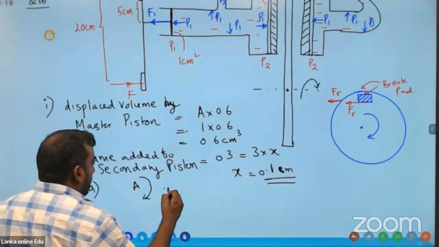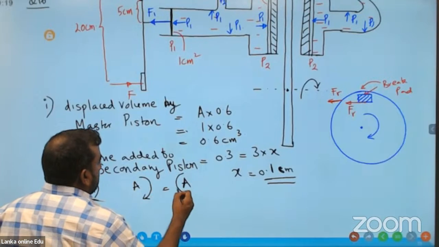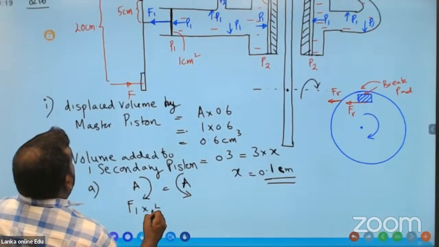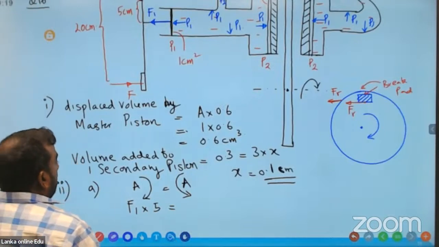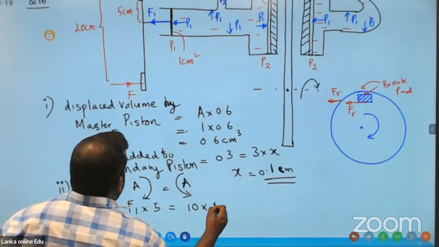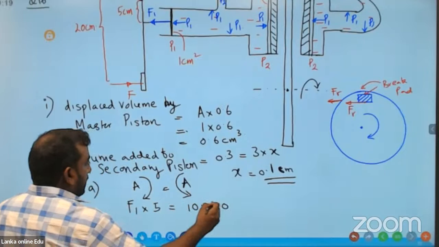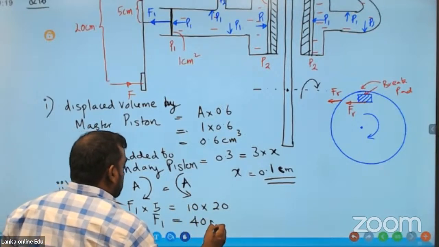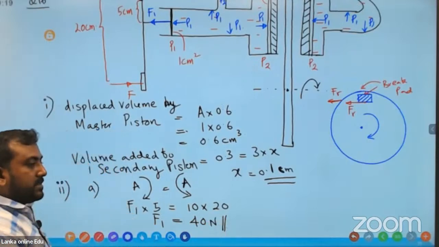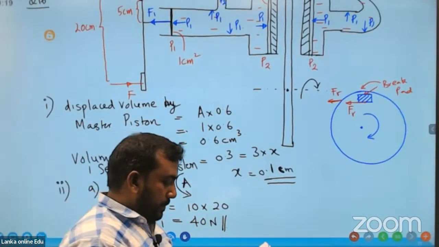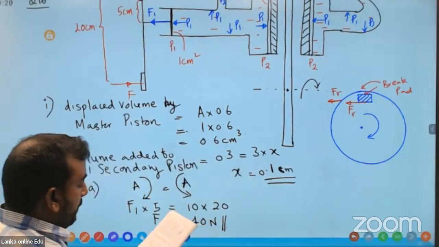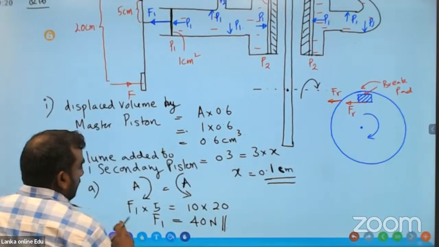Clockwise moments about A equal anti-clockwise moments about A. Clockwise moment is F1 times 5. Anti-clockwise moment is 10 times 20 centimeters. So F1 is equal to 40 Newton. That's the force on the master piston. Calculate the pressure exerted on the master piston. You can find it.